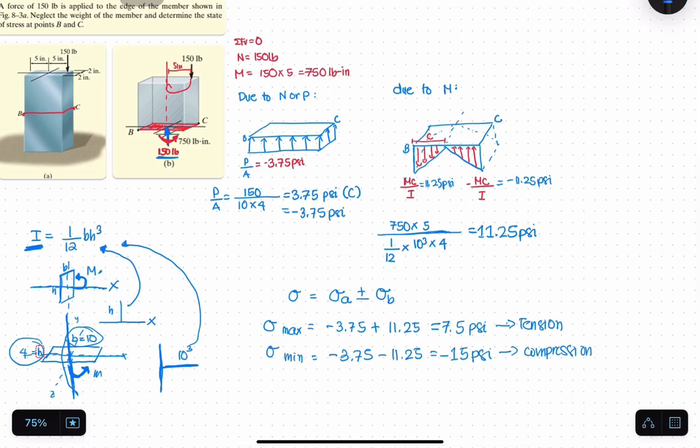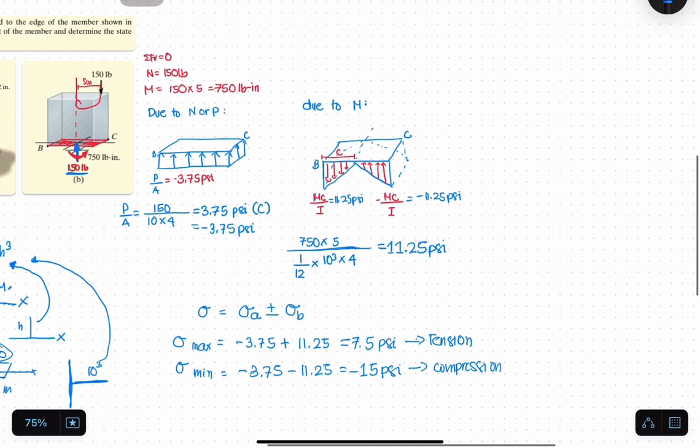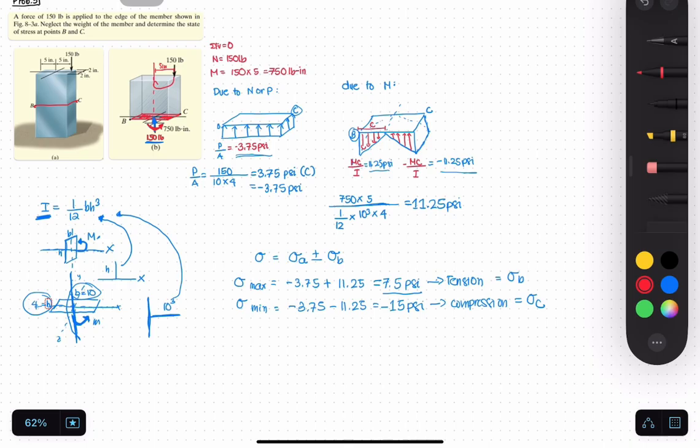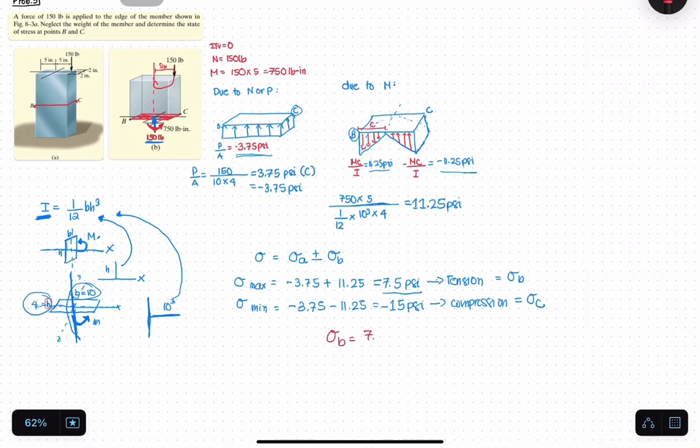And saan dyan yung sigma B at saka sigma C? Okay, so ang sigma B, dito siya banda, no, sa left side. So ang sigma B natin is yan yung value kapag i-add natin itong negative 3.75 tapos ito, dapat 7.5. So which is our sigma B. Then ang ating sigma C naman, nandito yung ating sigma C, so ang value niya is negative 3.75 plus yung negative 11.25, no? Kasi uniform man siya diyan papunta sa C. Okay? So this is our sigma C. So isulat natin, you have sigma B equals to 7.5 psi, and then sigma C equals to negative 15 psi.